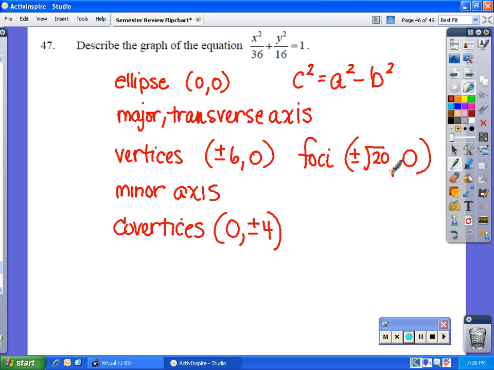If we were to graph this ellipse, we would see that the longer axis is on x, vertices at plus or minus 6. Shorter axis is on y, co-vertices at plus or minus 4. The foci are within the ellipse on the major axis. Square root of 20 is between 4 and 5, a little bit closer to 4, and those points would be there.